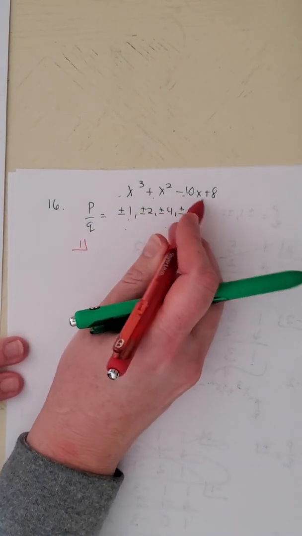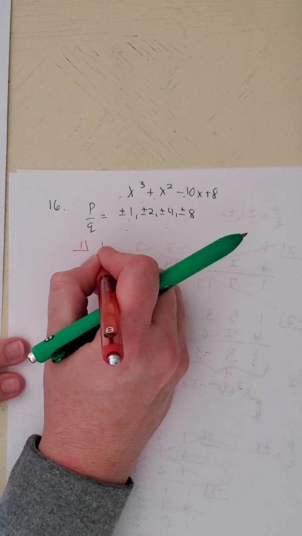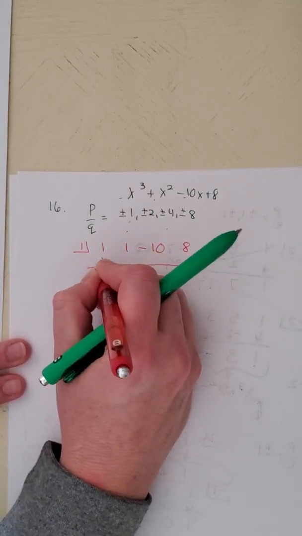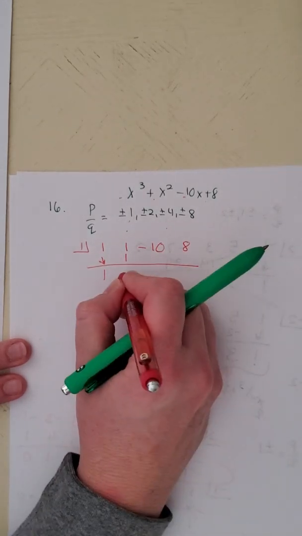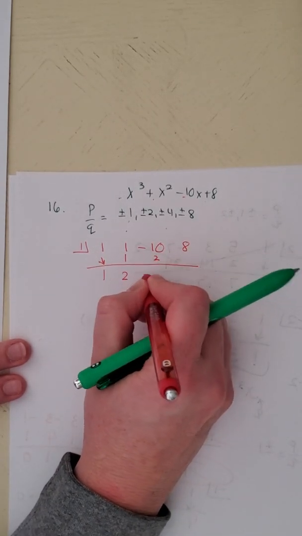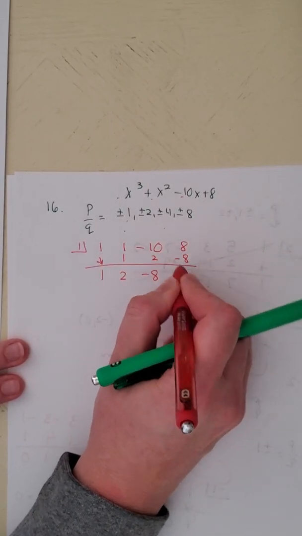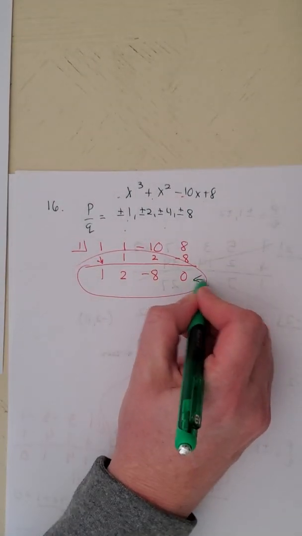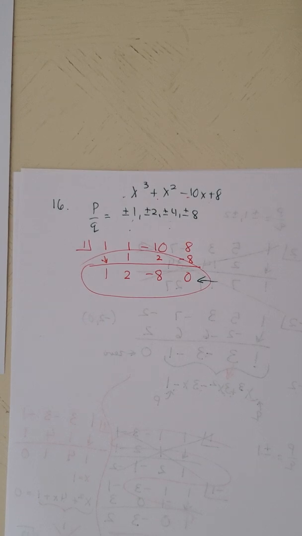1, 1, negative 10, positive 8. And let's not make an error like I did last time. That's 1 times 1, 1. That's 2. 2 times 1 is 2. That's negative 8 times 1 is negative 8. 0. Boom, I found it right off the bat. I got my 0. That is using the remainder theorem.